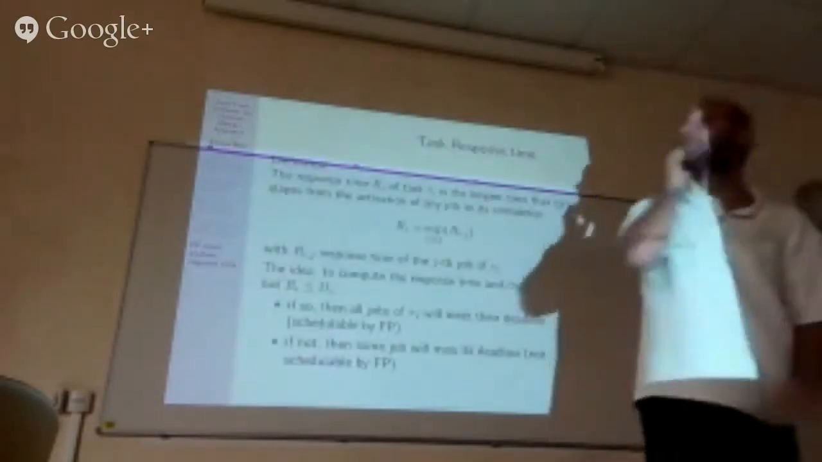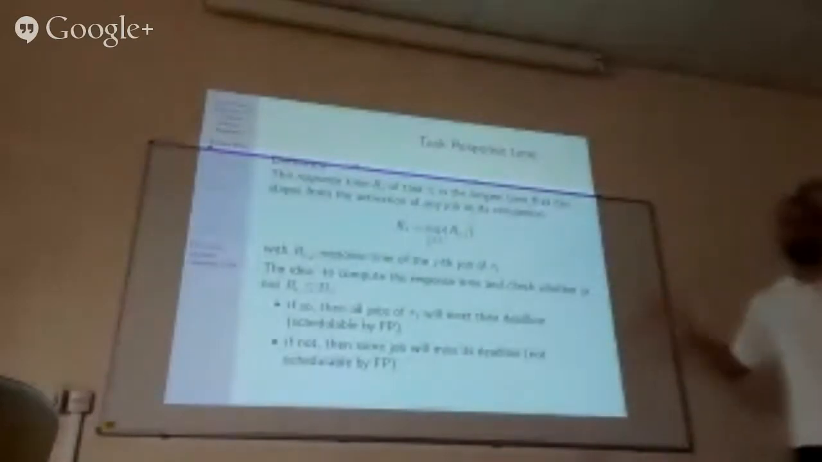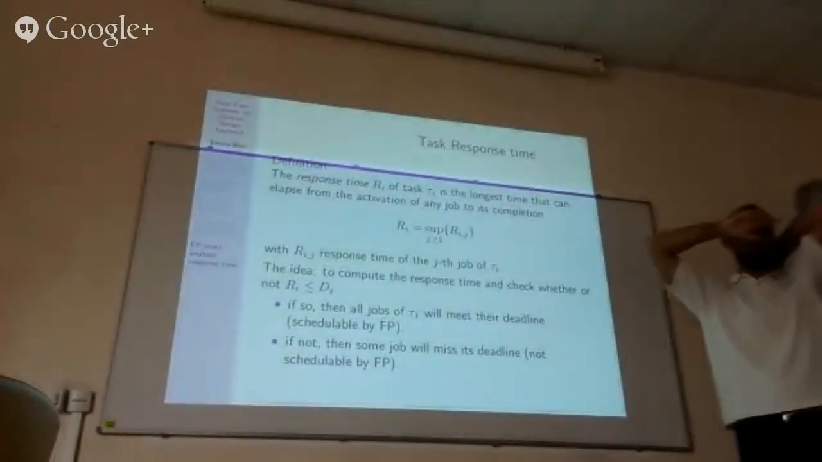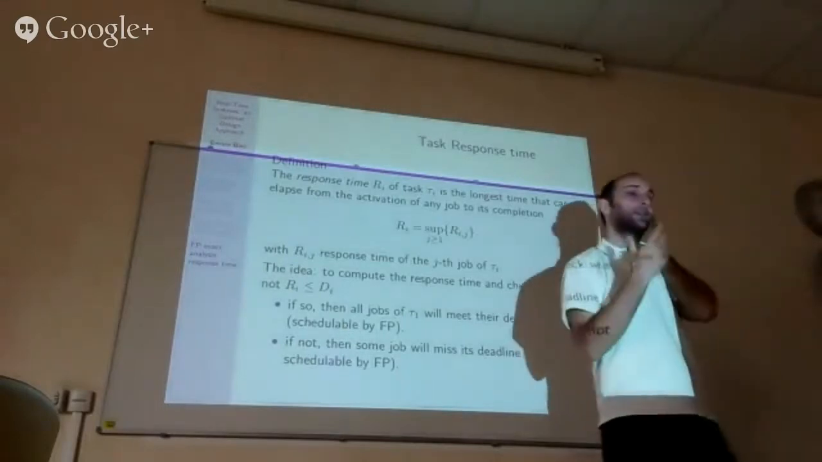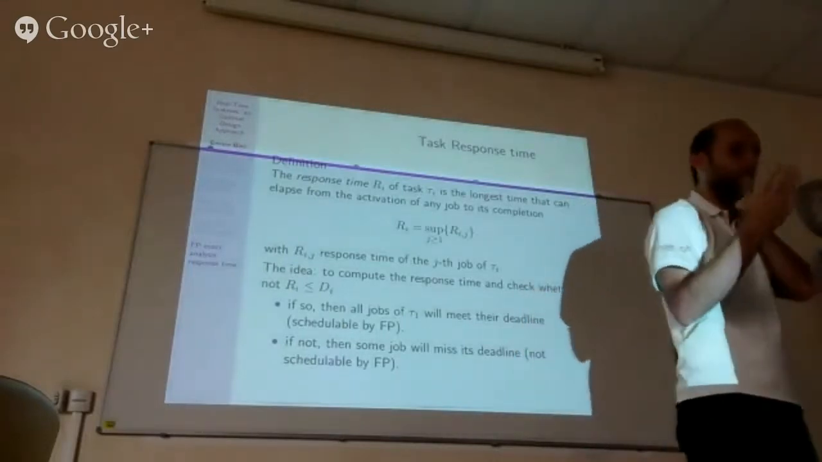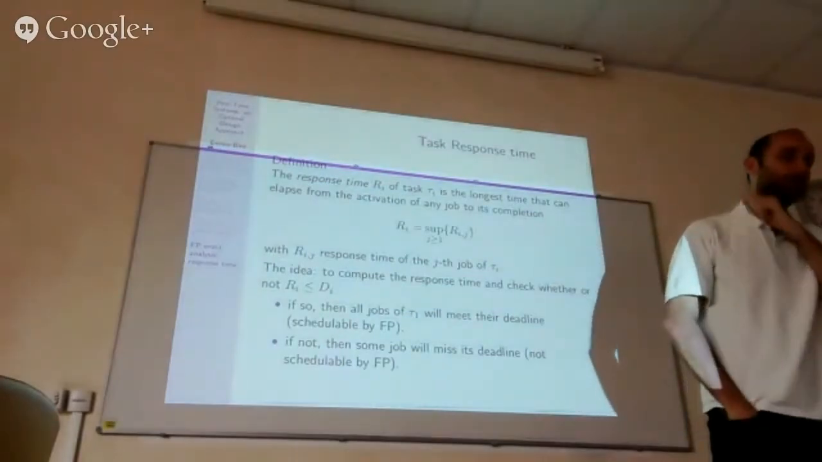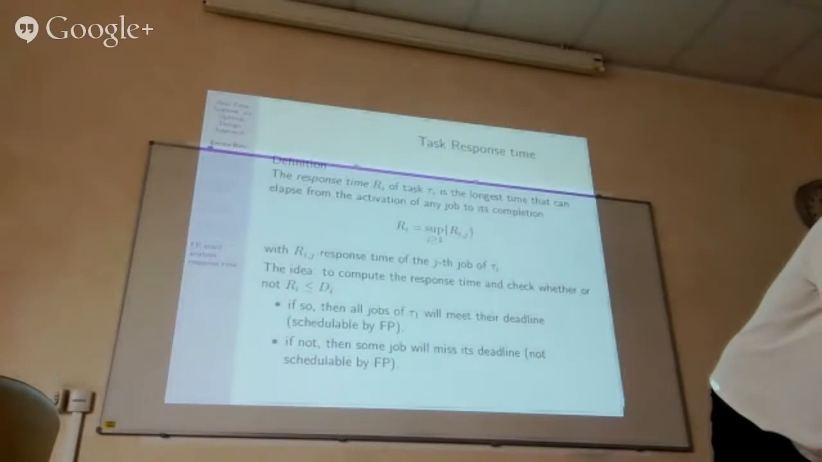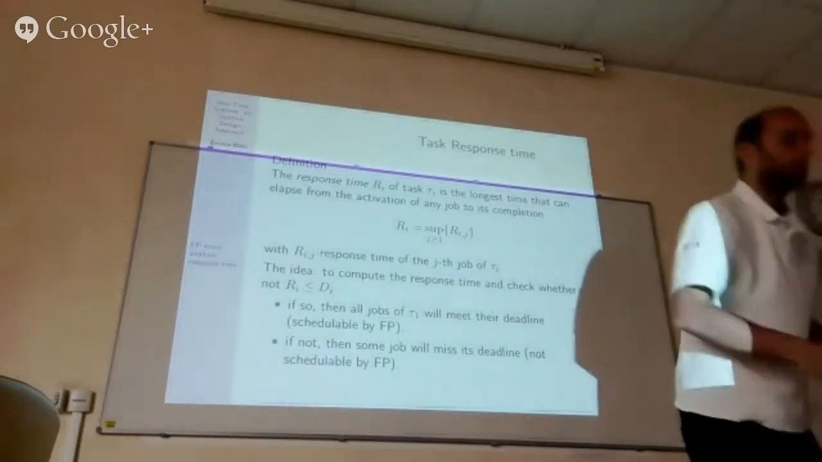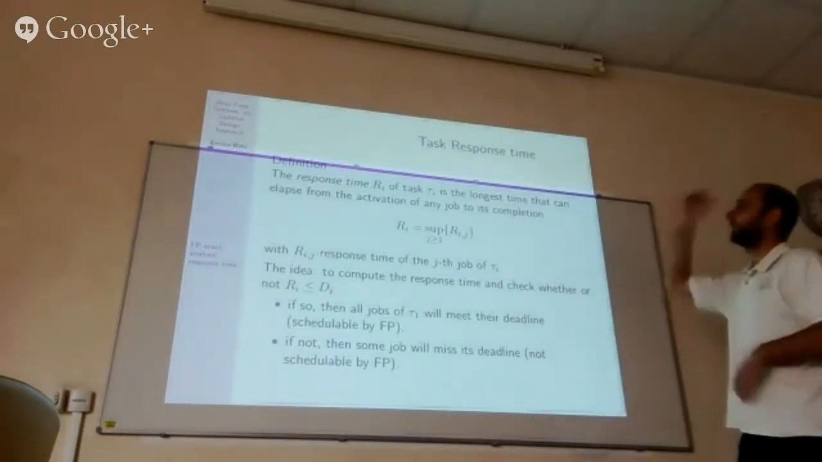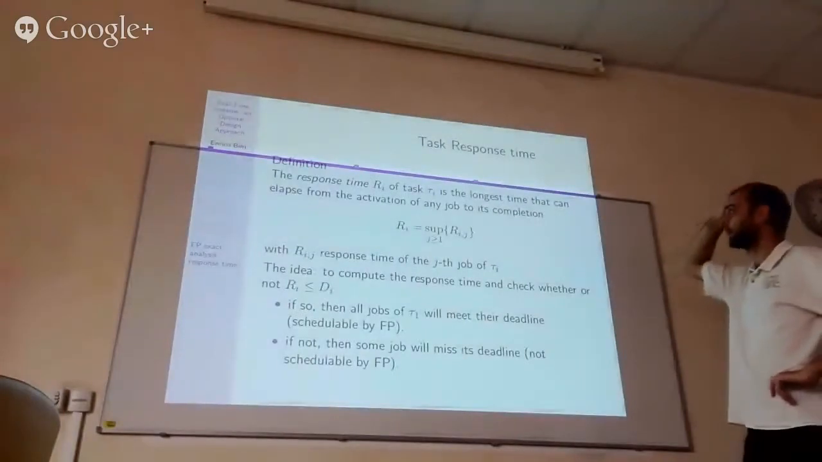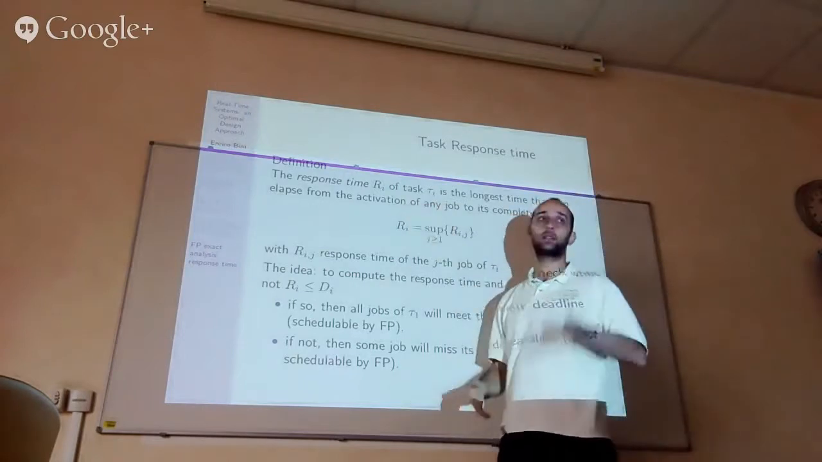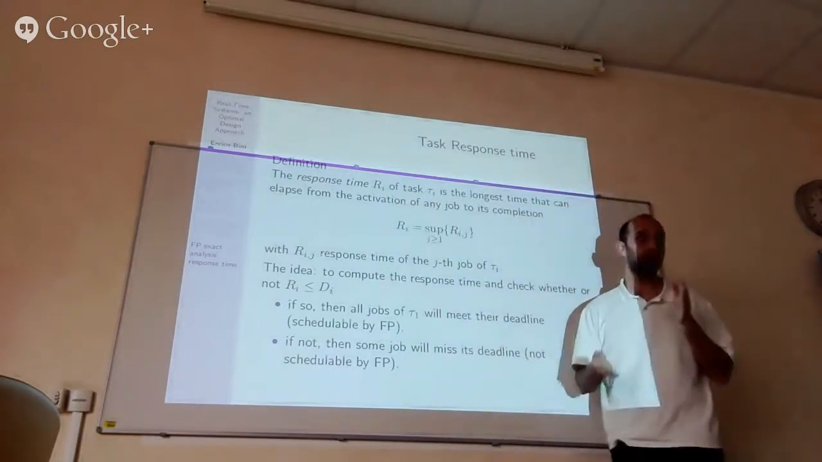Exact analysis. So the question was, with everybody, that there are still some regions of uncertainty, and now we try to find an exact test. The exact test tells us when the task set is feasible or not, schedulable by the fixed priority or not. So a natural question is, first we define this response time, Ri, of a task tau i, which is the longest time that can elapse from the activation of a task to its completion.